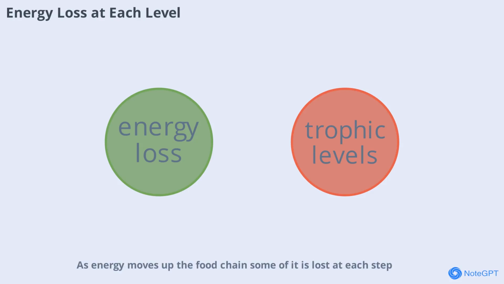energy flow. As energy moves up the food chain, some of it is lost at each step, mostly as heat. Only about 10% of the energy from one level is passed to the next. This is why food chains are usually short and why top predators are less numerous. Understanding energy loss helps explain the structure of ecosystems and the importance of each link.